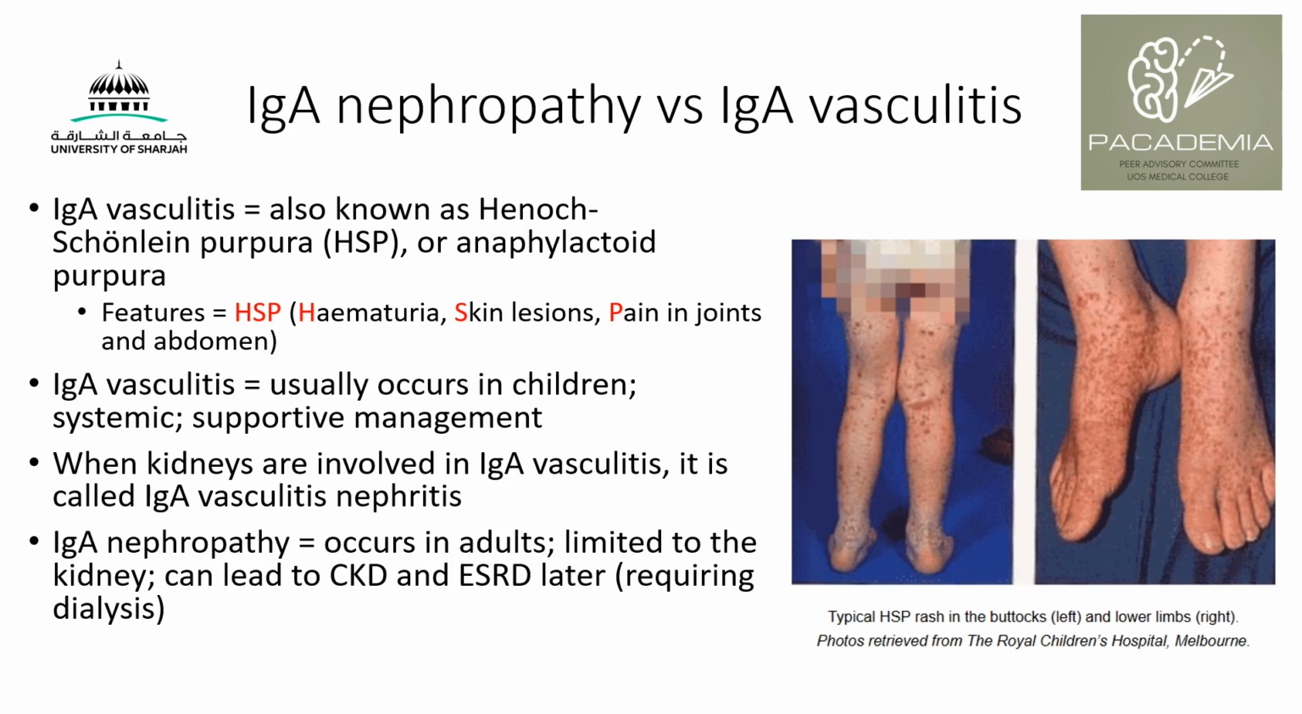So the take-home message from this slide: just know that they are different, although they could be similar. Sometimes you may find some articles or sources mentioning that IgA nephropathy is associated with IgA vasculitis, but know that they are two different diseases. IgA vasculitis affects children and is systemic. IgA nephropathy is mostly limited to the kidney and affects adults. Okay, this is the take-home message.